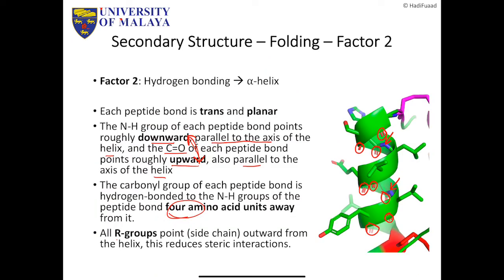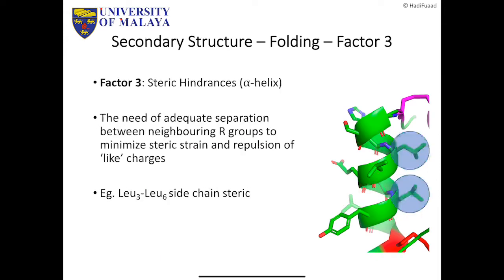Another criterion for an alpha helix is that the R groups point outwards from the helix. So we have the middle bit of the helix. Here, all the R chains are pointing outwards. This is to reduce steric interaction. And we move on to factor number three, which is steric interaction or steric hindrance, in the form of the first structure, alpha helix. We'll look at the beta sheet next.